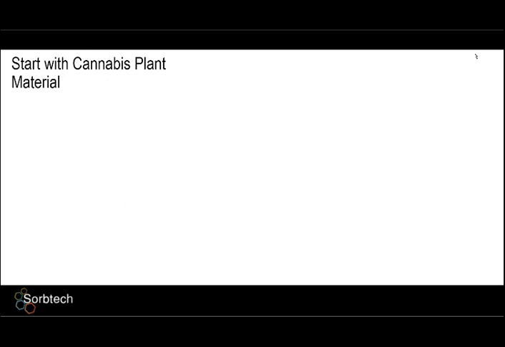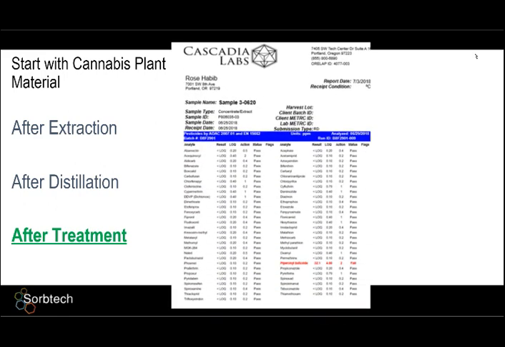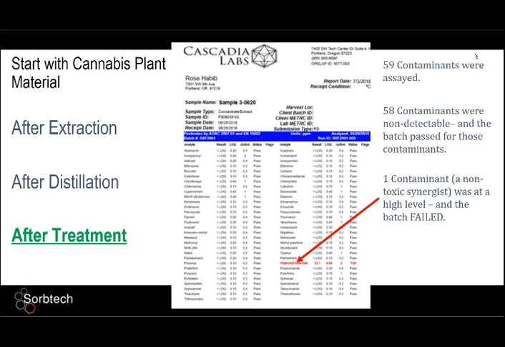Now, if we start with the same plant material and the same extract, after one of the treatments that I'm going to describe, we found that 59 contaminants were assayed and 58 were non-detectable. They were gone. But one contaminant, which is piperonyl butoxide, was still at a high level, and the batch failed overall. But we have a separate solution for that one. Stay tuned. We'll get back to that in a minute.